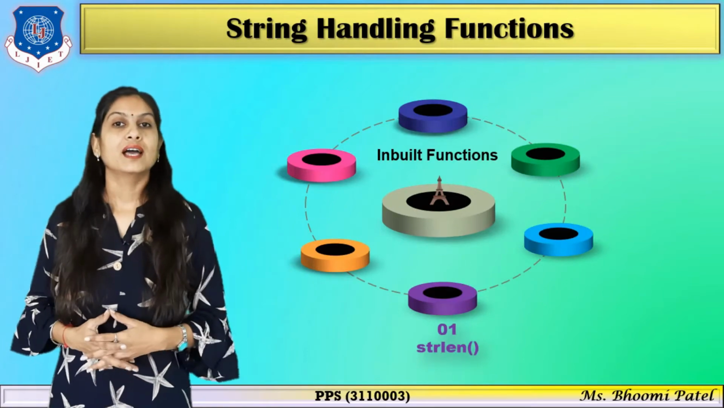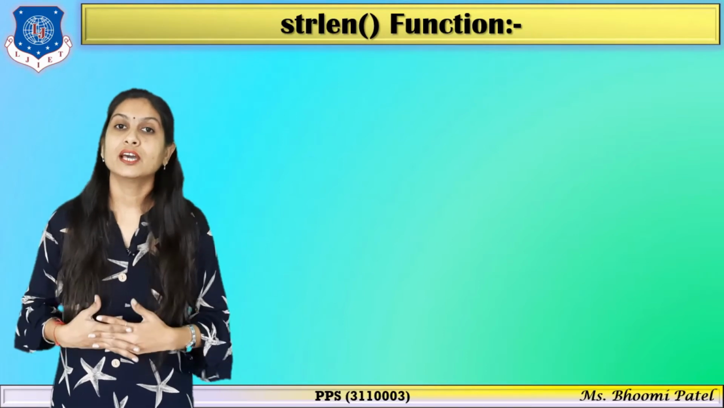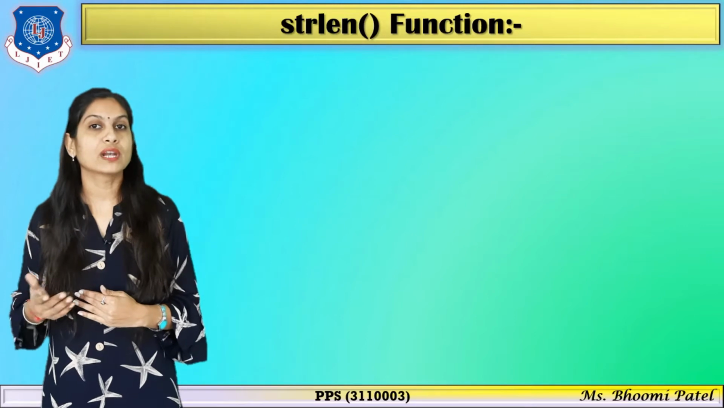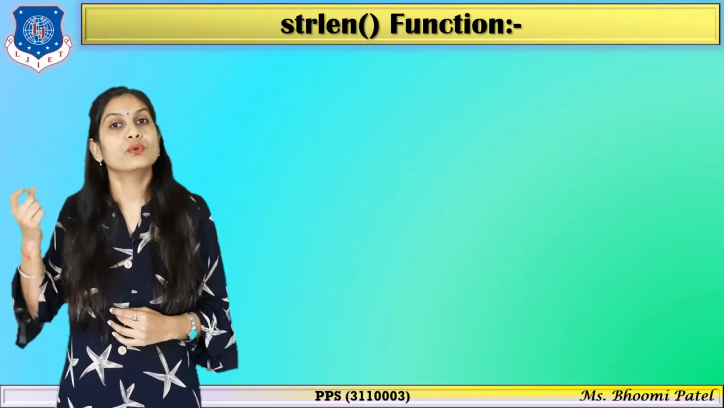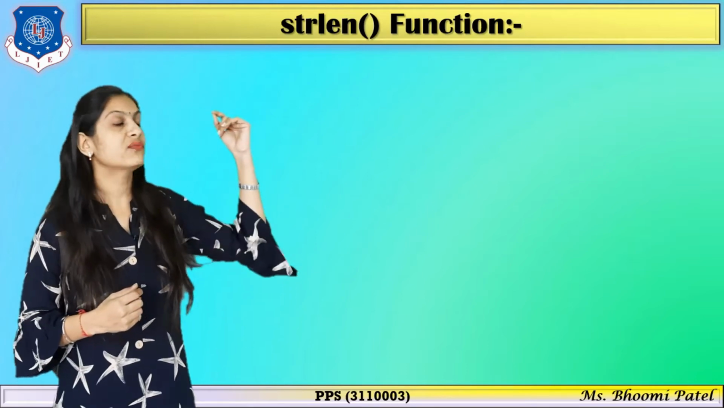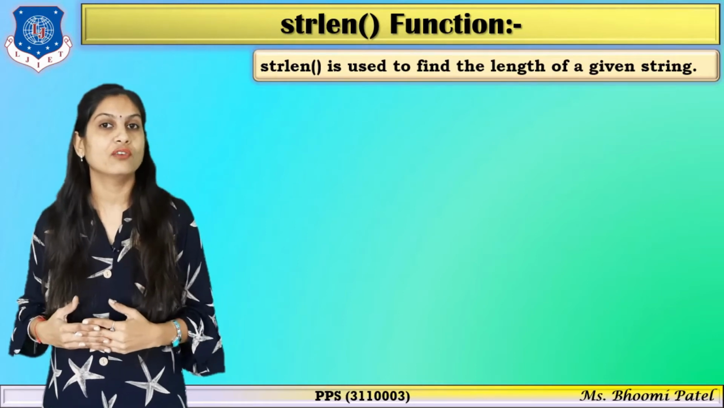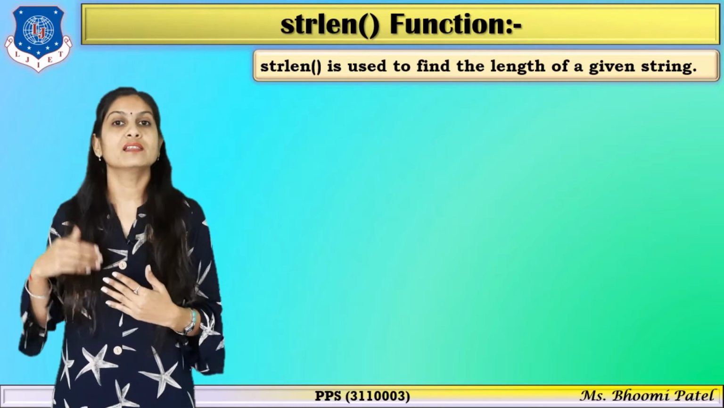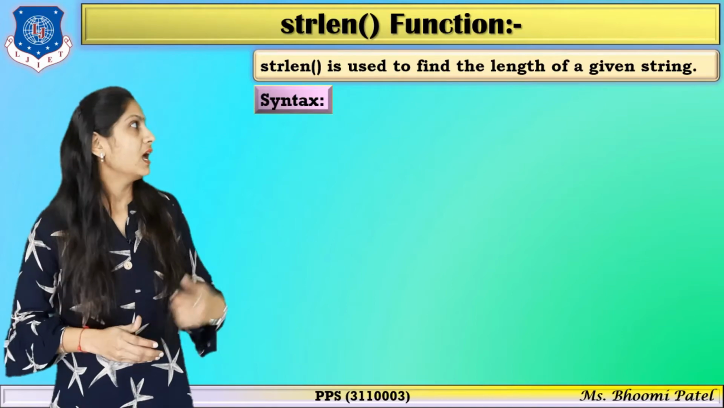The first one is the strlen function, which is available in the header file string.h. When you are writing any program on strings using inbuilt functions, you have to add another header file, that is string.h, and this function strlen is used to find the length of a given string. Suppose the string is "my name Bhumi", then the length will be 6, that is the output of this function. Clear?